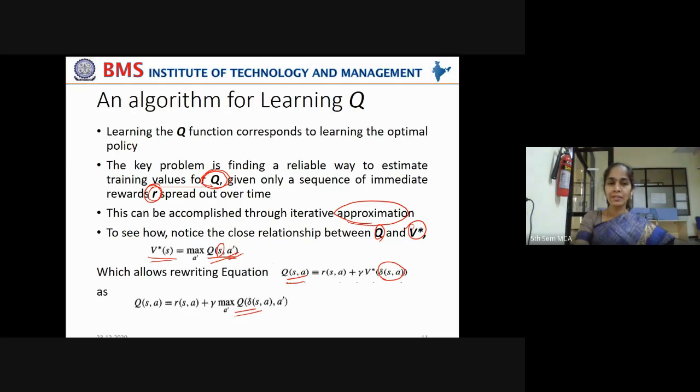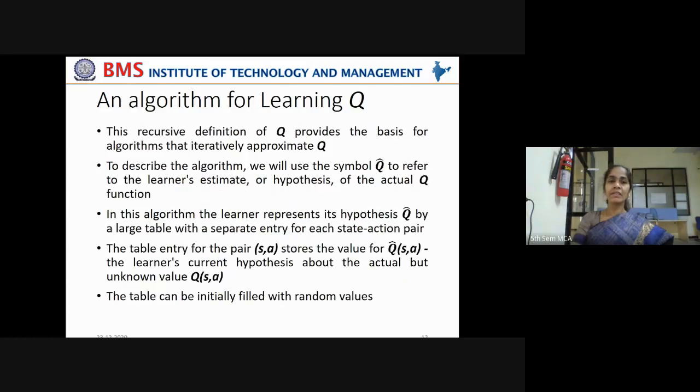So how are you writing this now? R of S, A, that is the immediate reward, plus the discount factor multiplied by, instead of V star, we are using this representation now. So it is max over A dash of Q of, what is the next state represented as? Delta S, A. When some sequence of actions is taken, the next state is represented as delta S, A, and then the action dash. Okay, that is how we can rewrite the equation.